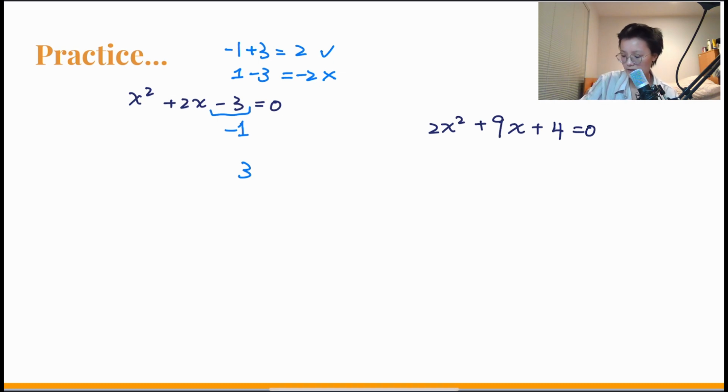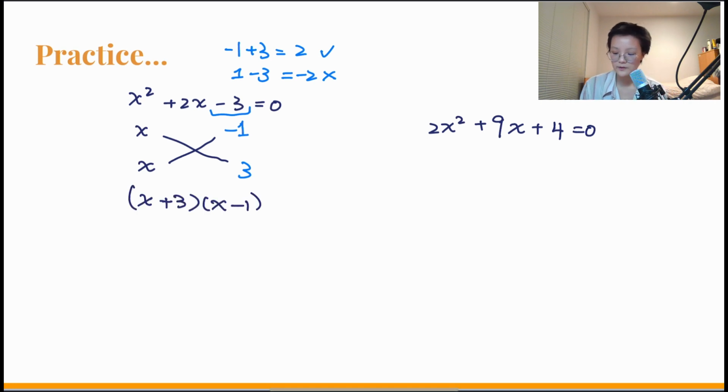We don't have other choice for x squared, so that is x times x. We do this cross product thing. So we got x plus 3 times x minus 1 equals 0. You could re-expand it to check if you have made the right factorization. So either this left-hand side equals 0, that will make x equal to -3, or we could have x equal to 1, which will also make this entire thing equal to 0.